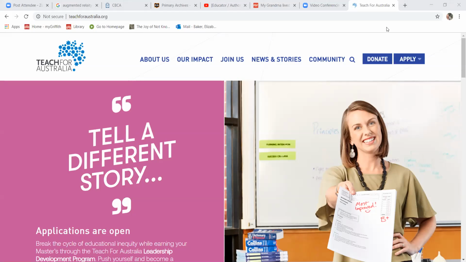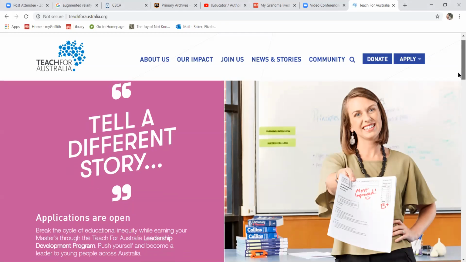What do you think of this image? The first one that we're approached with when we go onto the Teach for Australia website. Who do you think the intended audience is? What gives you that impression? What are the people trying to gain from these images? What about if you think about this image and you're looking at it and you're thinking, is this like your own life? Is this realistic?